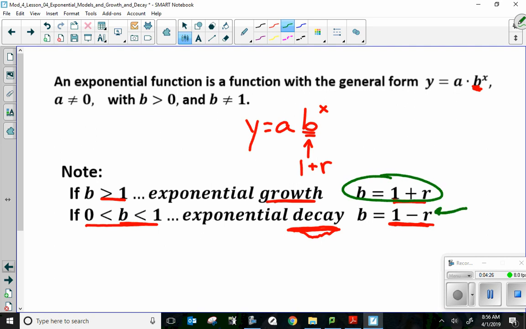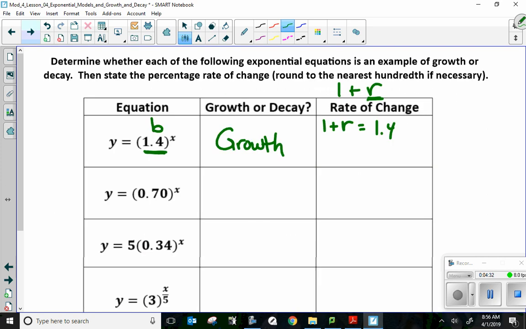I don't really use this. It'll come out. You'll see when we have a decay. I always use 1 plus r to figure out my rate, because if I subtract 1, my rate equals 0.4. That's my growth rate, 0.4. There you go. Good.